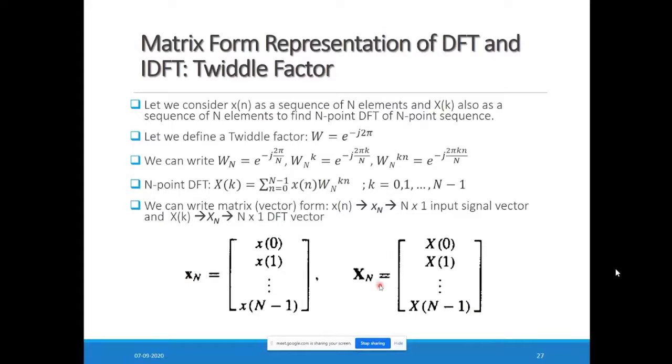Here x is small, here X is capital. When we take bold letters, small x is the input signal vector, and we represent capital X in bold letters x suffix N. This is the DFT of the given sequence.